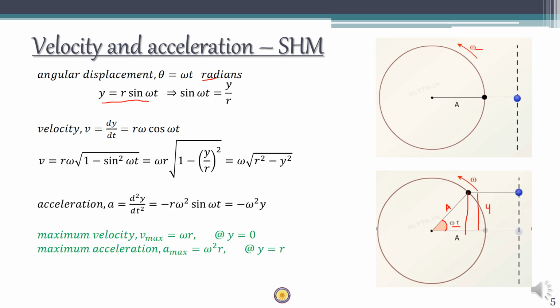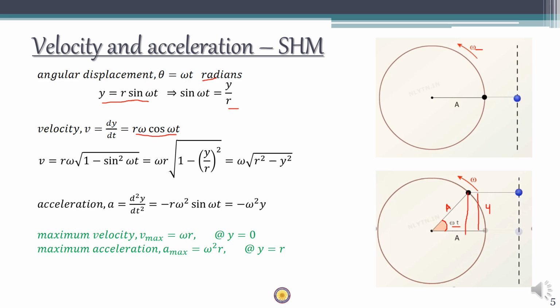From here you can get sine omega t is nothing but y by r. Once you have displacement, you can also find the velocity of this motion, which is nothing but the first derivative of displacement. So v is equal to dy by dt, so d by dt of r sine omega t. So we have r into omega into cos omega t. This is the expression for v.